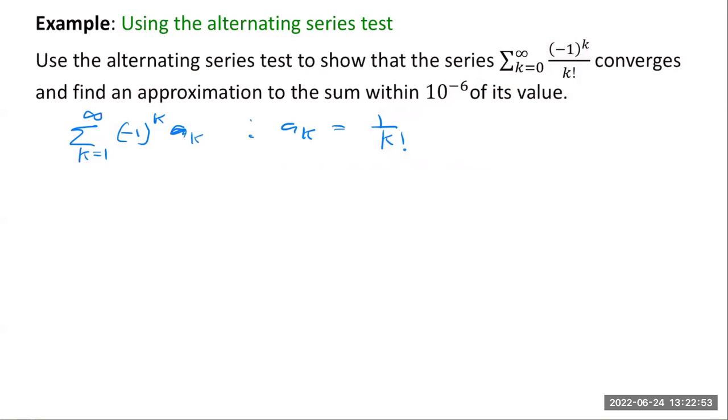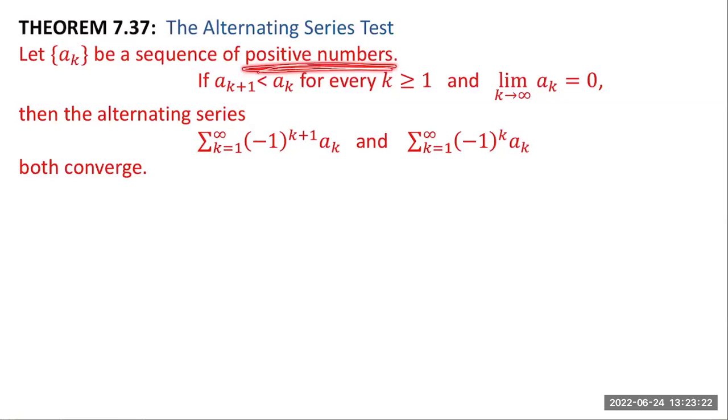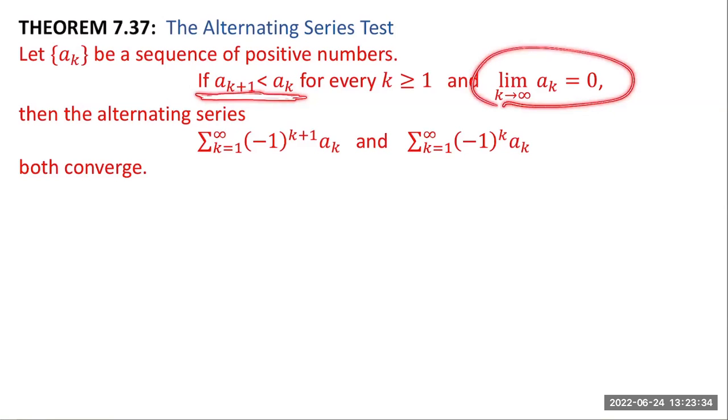Now, notice that AK plus 1 is 1 over k plus 1 factorial. To find AK plus 1, you replace k by k plus 1, right? First of all, this AK is a sequence of positive real numbers. No matter what number you put here, 1 over k factorial is always a positive number. That's a good sign, because the alternating series test requires the terms of the sequence to be positive. So we need to check two more criteria. We need our sequence AK to be a decreasing sequence, and this limit has to be 0.